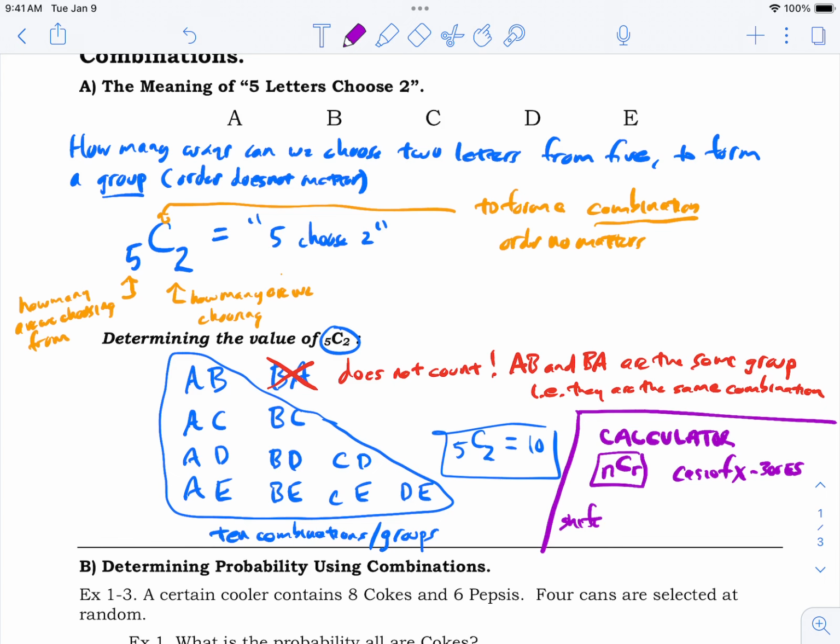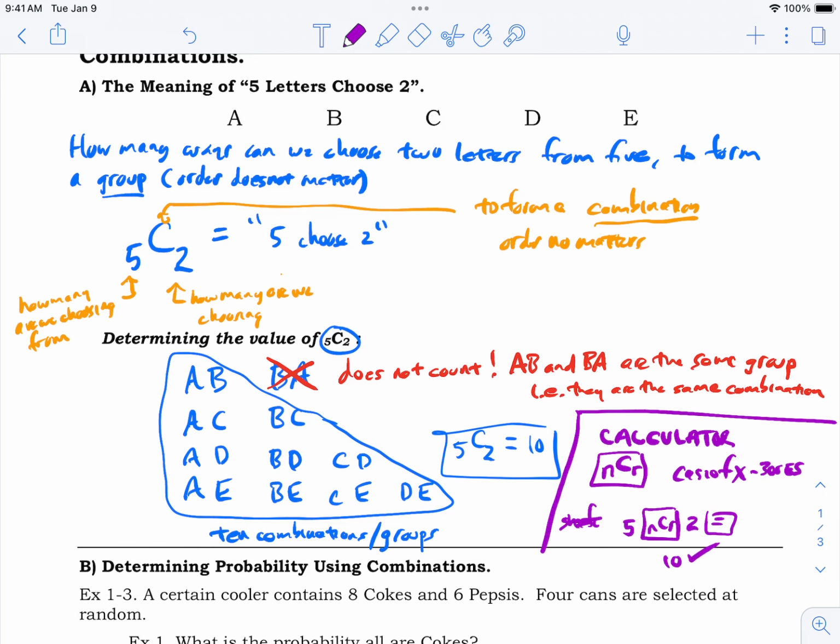And then you'll see the nCr button is a little bit below the AC button. So if you calculate with an nCr button, you would do it this way. You would type in the 5 first, then hit the nCr button, then hit the 2, and then hit equals. And if you have a calculator like that, it'll spit out a 10.